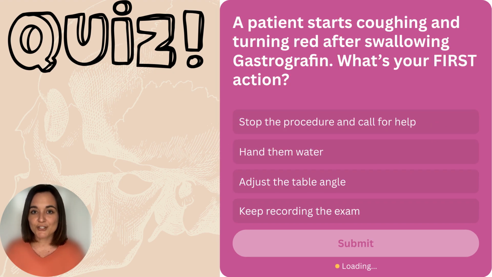Next up, a patient starts coughing and turning red after swallowing gastrographin. What's your first action? Do you hand them water? Do you adjust the table angle? Do you stop the procedure and call for help? Or do you keep recording the exam? The answer is you stop the procedure immediately and call for help. Always treat suspected contrast reactions as emergencies until ruled out.